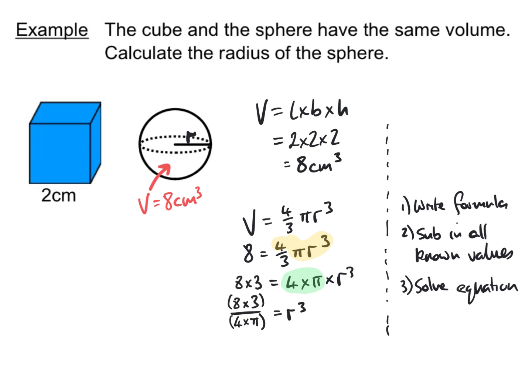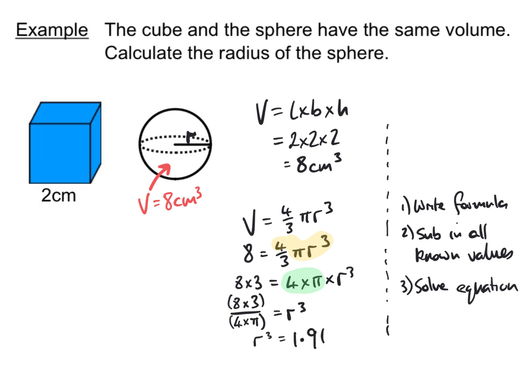So remember from the last example, if I'm going to type this into my calculator, a big fraction where there's a lot going on at the top and a lot going on at the bottom, put the top and the bottom in brackets. So that's going to give me r cubed is equal to, and when I type all of this into my calculator with the brackets, I end up with 1.91.